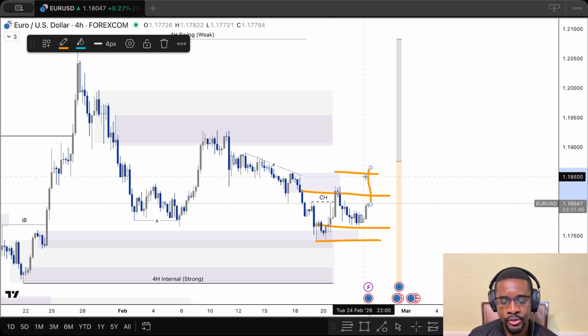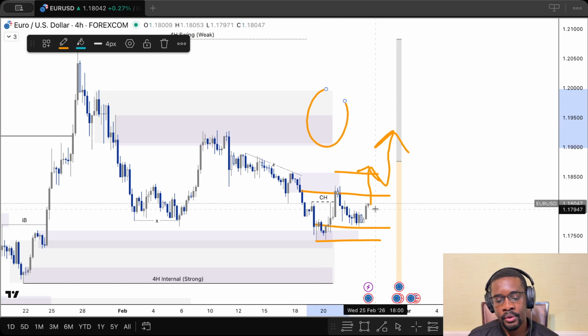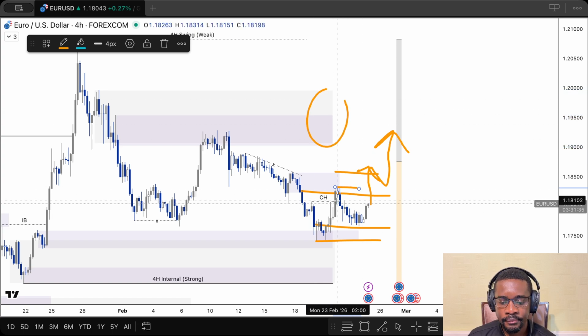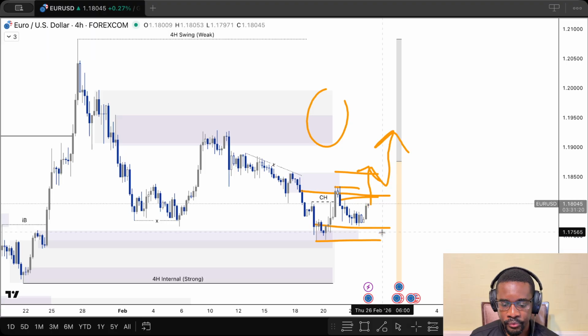So we'll have to see once price either takes out supply, and then we know that now we are possibly targeting this area and pushing higher. Or if it respects, and then we might expect to see the bearish current trend from the internal range, from the swing pullback continuing.